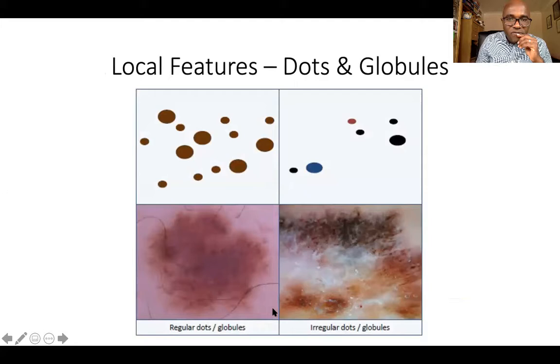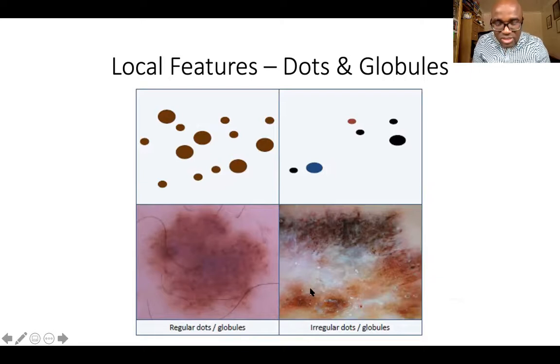So local features, dots and globules, and you have here these regular globules. There are some large ones and small ones; they don't all have to be even sizes, but so long as they are evenly distributed, large ones and small ones regularly in there, that is benign. When they are irregularly distributed, when the dots and globules are at the edge of the lesion, at the peripheries of the lesion, you are worried about something else.